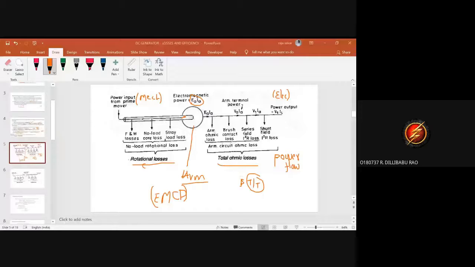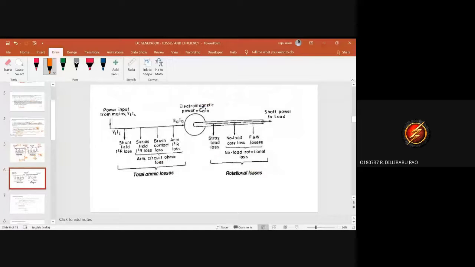So this is the power diagram for a motor. For a motor, what do you give as an input?